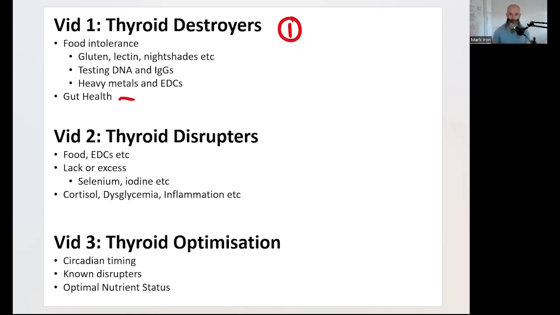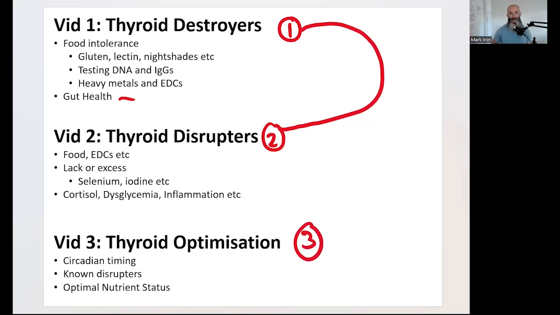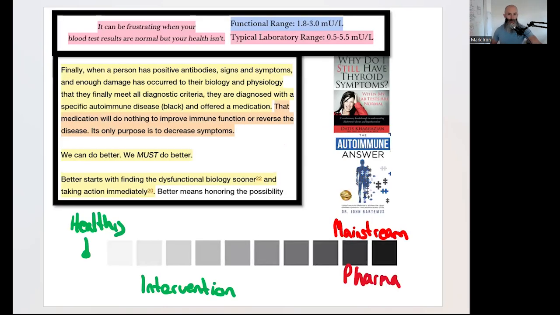And the second video, we have to get rid of the thyroid disruptors. So when you get rid of the thyroid destroyers and the disruptors, that's when you can, number 3, optimize thyroid hormone. Because if you start here, it ain't going to work. It will not work until we fix thyroid destroyers and thyroid disruptors. So let's just talk about it.